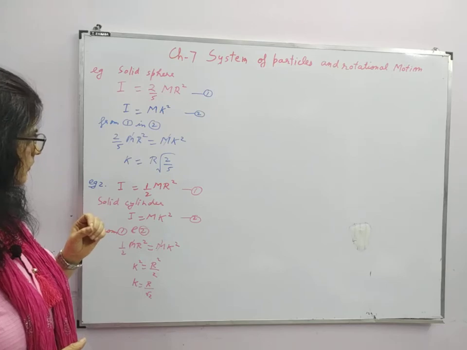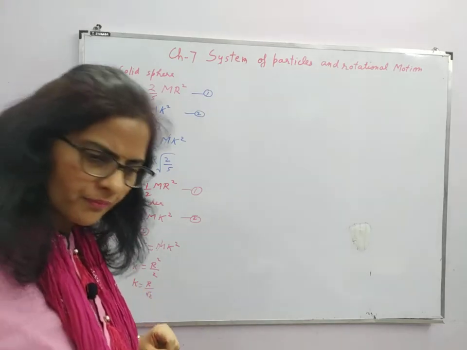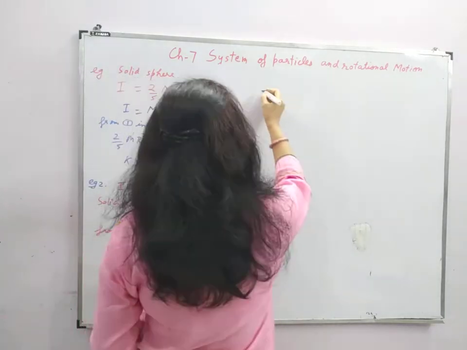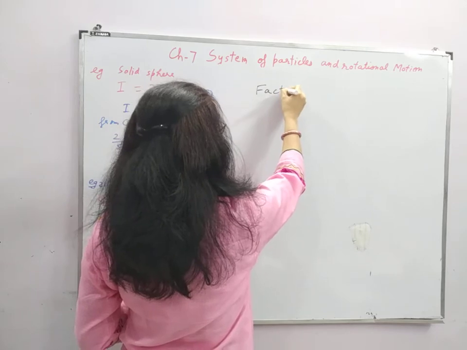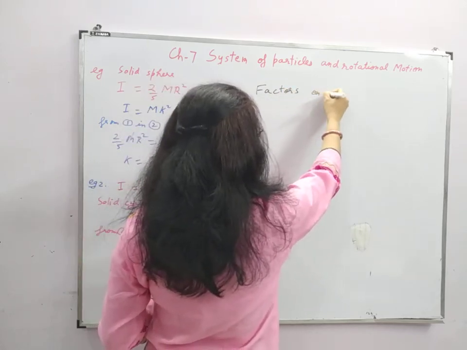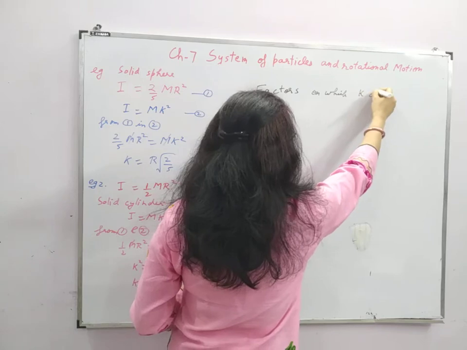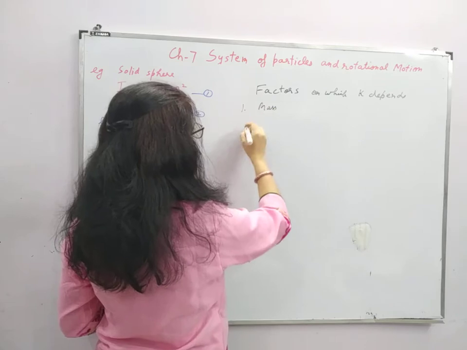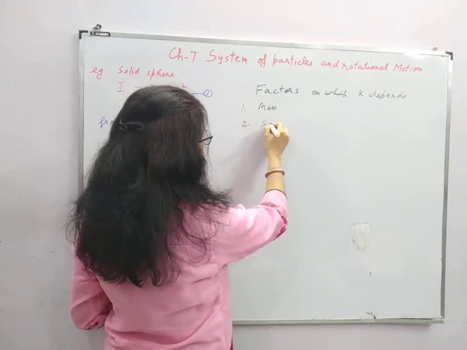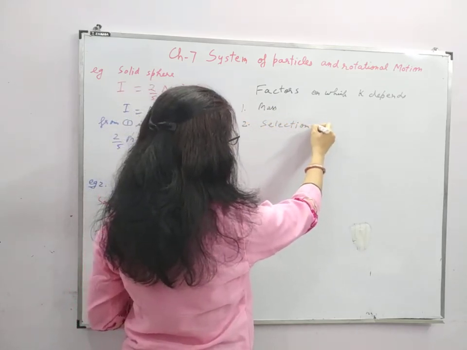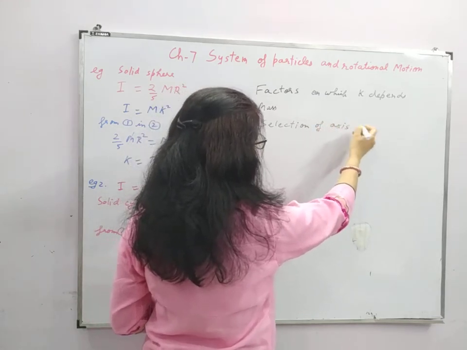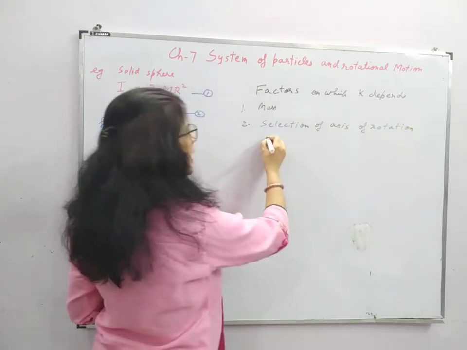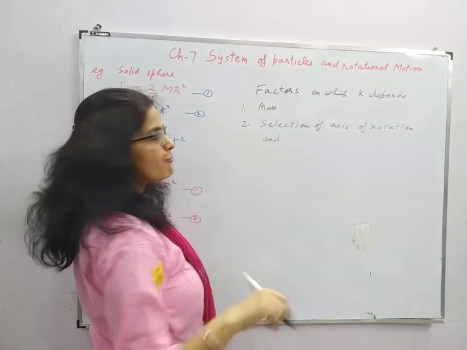We need to discuss one more thing here, the factors on which this radius of gyration depends. First is the mass, second, selection of the axis of rotation, and third, distribution of mass about it.